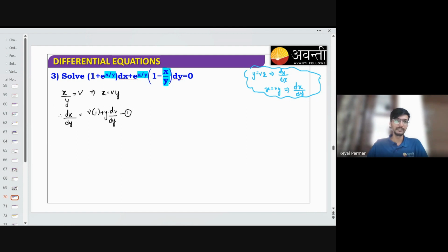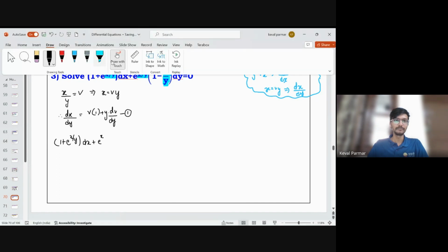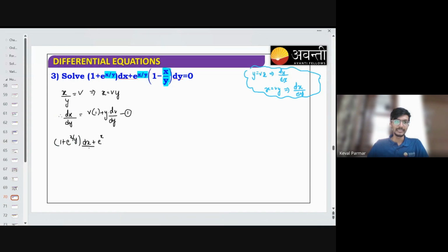If we simplify the given question, I'll get 1 plus e raised to x by y dx plus e raised to x by y into 1 minus x by y dy equals 0. We want dx by dy, right? So I'll divide by dy, and I'll get dx by dy after cross multiplying. Let this be equation number 2. Substitute 1 and 2. What we'll get? We'll get 1 plus e raised to v.